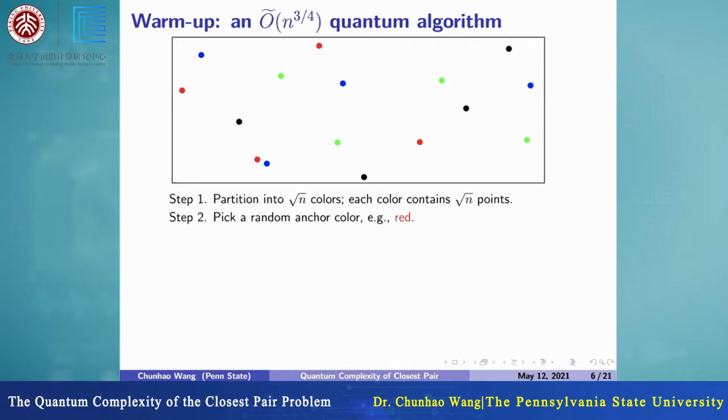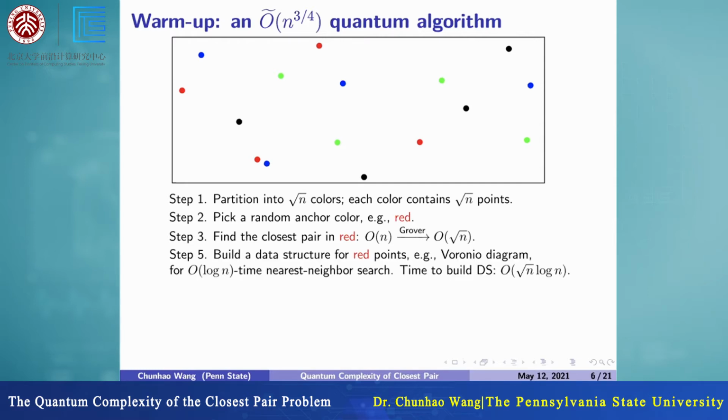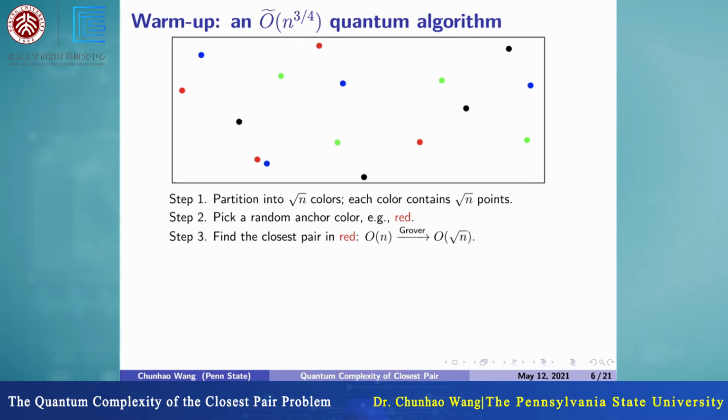Suppose we have red as our anchor color. The first thing to do is to find the closest pair within red. Using brute force search, it takes linear time because each color has square root n points. So the cost of this step is linear in n, but you can use Grover to do this in square root n time. Then we need to check the pairs between red and other colors.